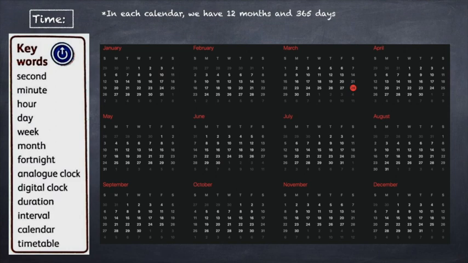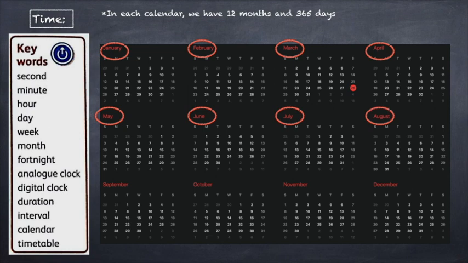So, I will read and pronounce the months one after the other, and I will ask you to please accompany me. January, February, March, April, May, June, July, August, September, October, November, December. I will read all the months once again from the beginning.